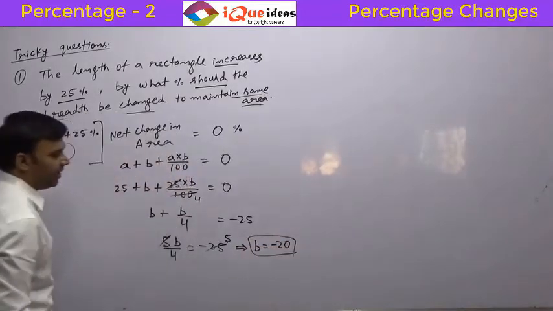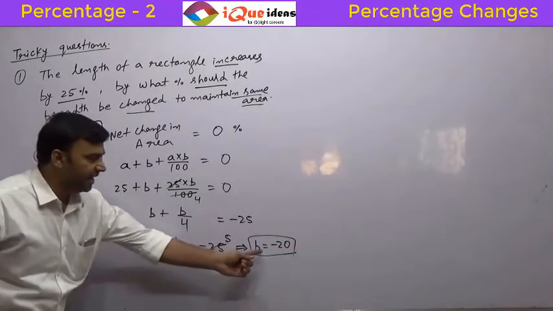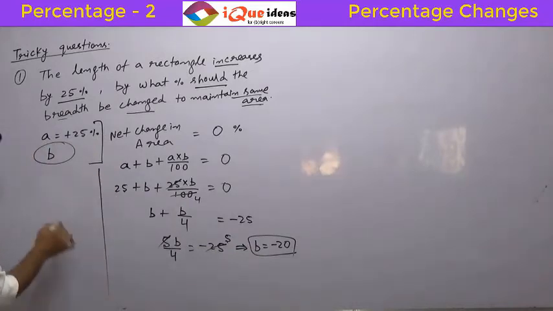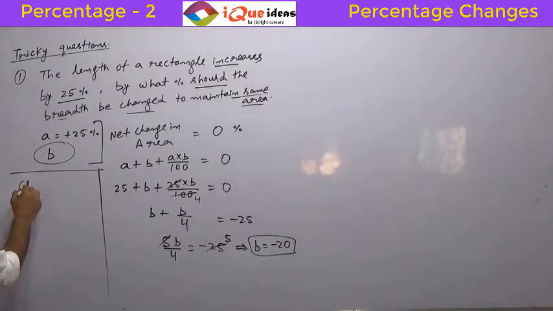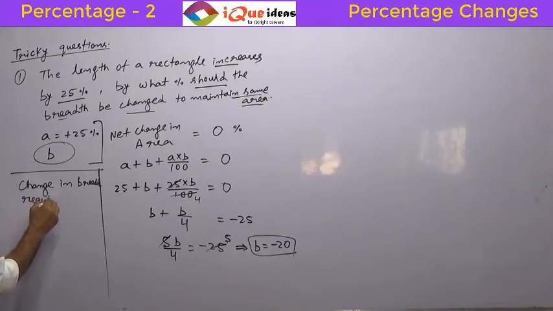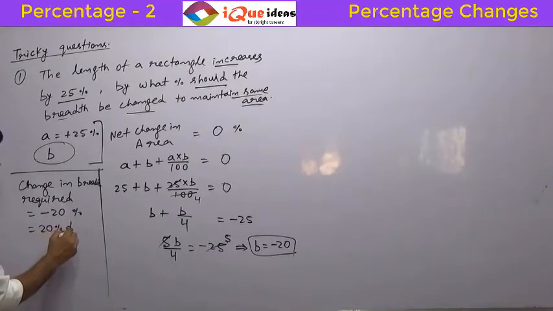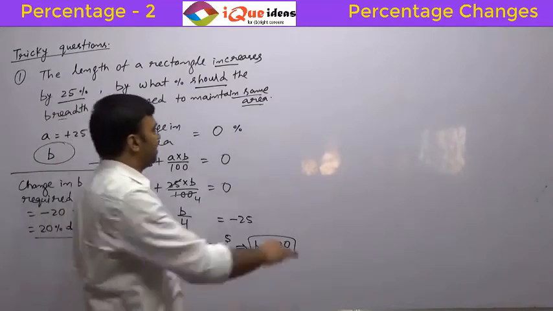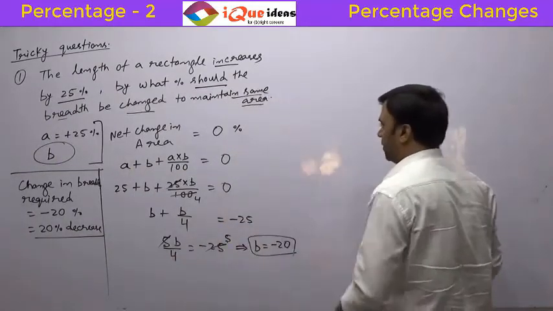As you see, directly finally we get B as a negative value. So, what does it mean? Change in breadth required is equal to minus 20%. And how do we say? It is 20% decrease in breadth that is required. Alright. So this was a good question. Just understand that. Now let's look at another method of this.